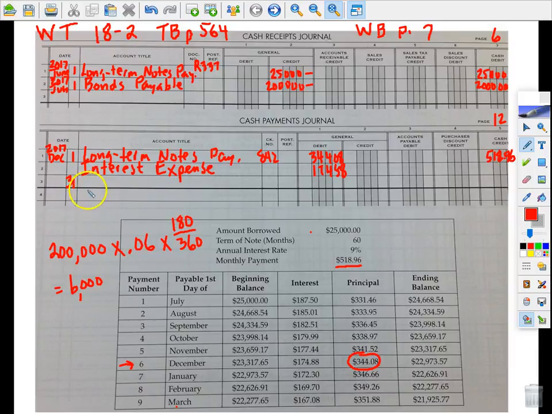So our entry then to record that semi-annual interest is the debit to interest expense. And that's check number 861 for $6,000 and credit cash. And that's it. That is lesson 18.2. So take a few minutes and do the on your own 18.2 and then the application 18.2, and that will wrap up today.